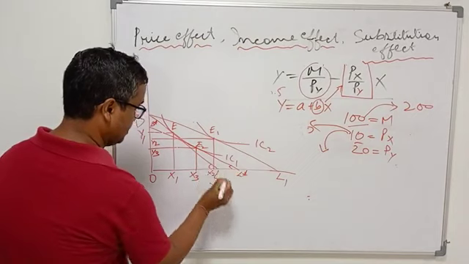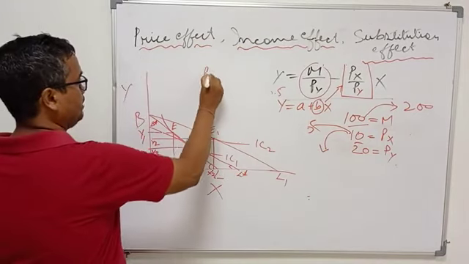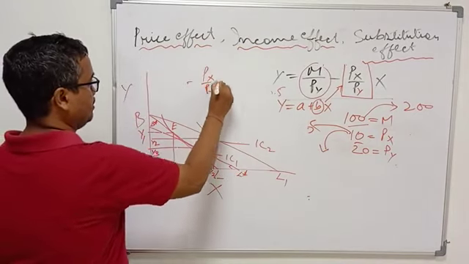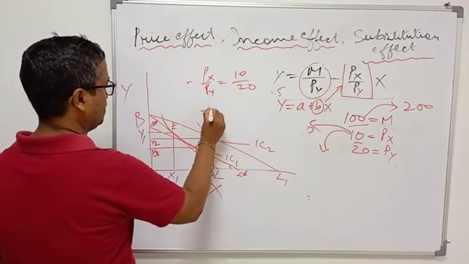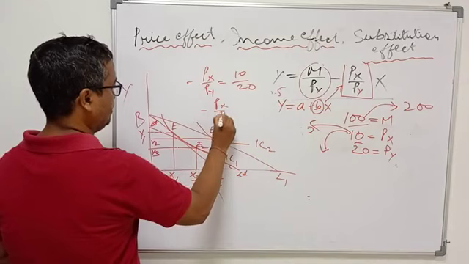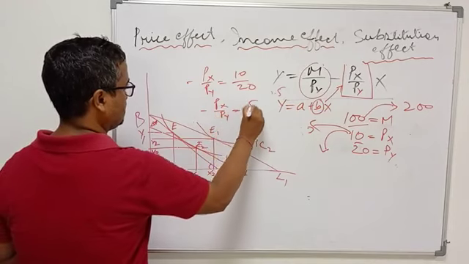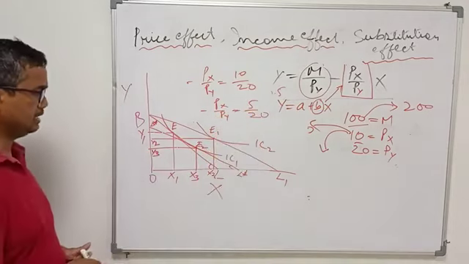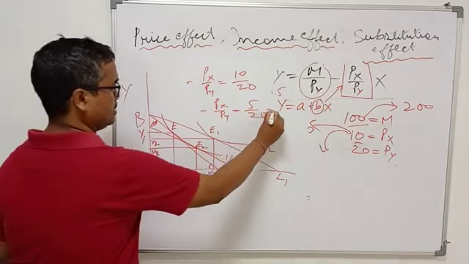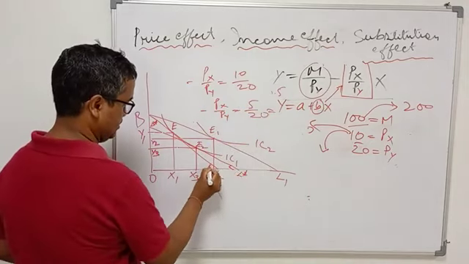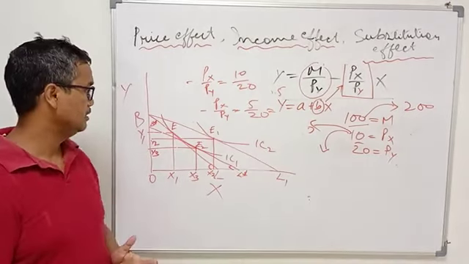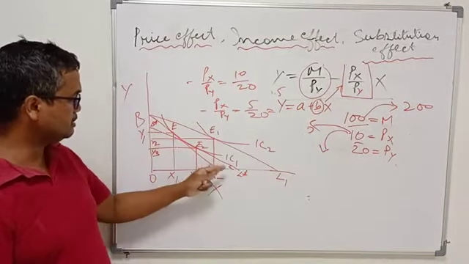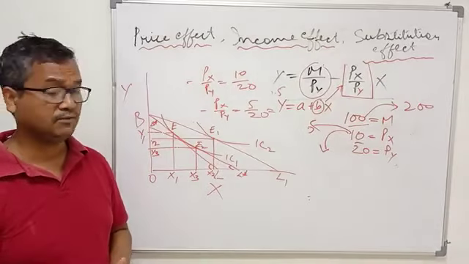This angle. Earlier Px by Py was 10 by 20. Now it is again Px by Py, with the new values we are assuming. So the relative price has changed. This value is lesser, that's why the angle is lesser. Slope is nothing but this angle. So ultimately, due to the change in the relative prices, what happens?